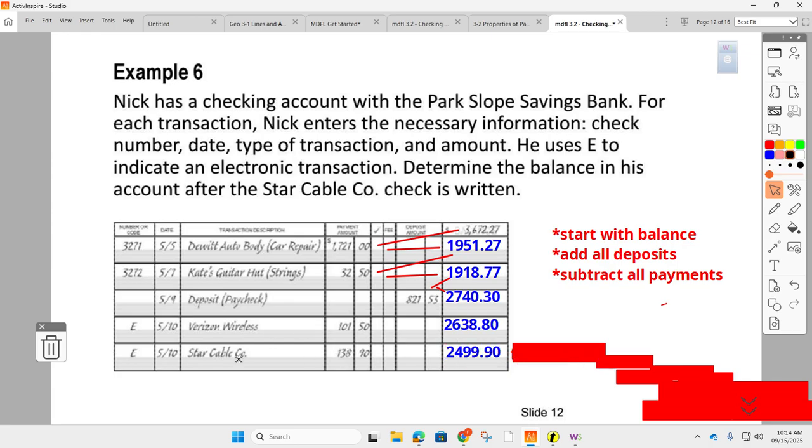The last payment on this page is the check register, and so the ending balance here on this page is $2,499.90. It's May 10th. It's not an end of month balance. It's just literally end of that page balance. Okay.